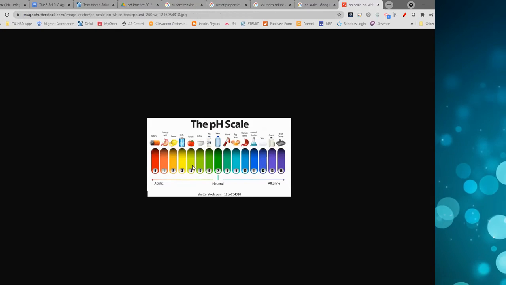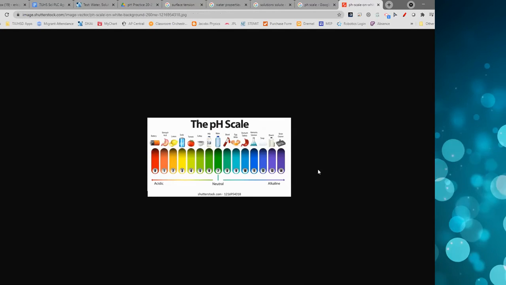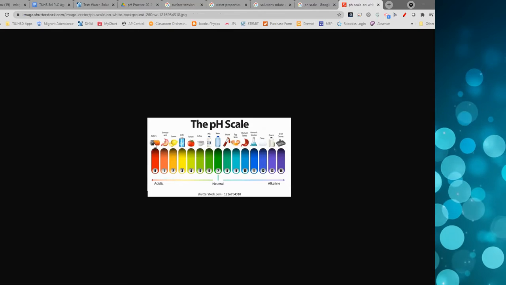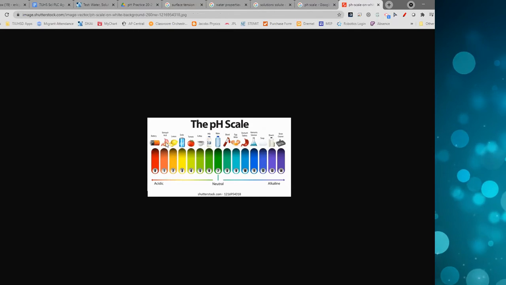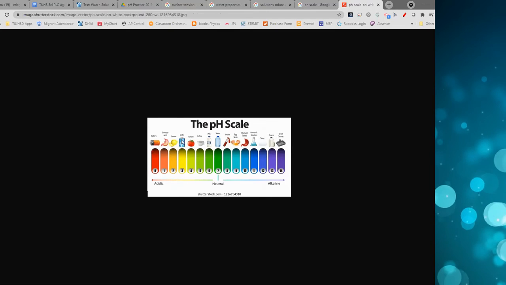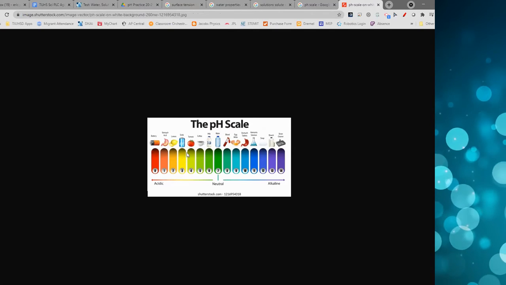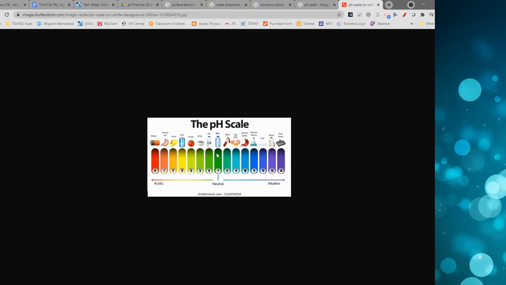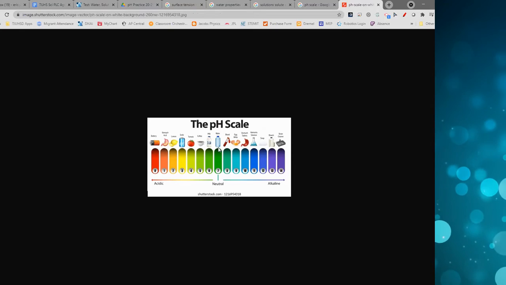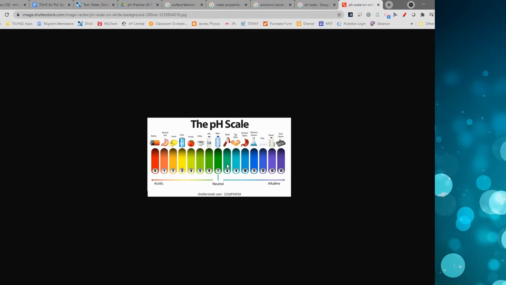All right, so looking at this, pH ranges from 0 to 14. So we can see a battery over here, battery acid, pH of 0, very acidic. Stomach acid is really acidic. Then we have lemon juice. Sodas are down here at a pH of 3. Tomatoes are at a 4, coffee at a 5. Milk is about a 6. Water is neutral. Blood has a pH of 8.